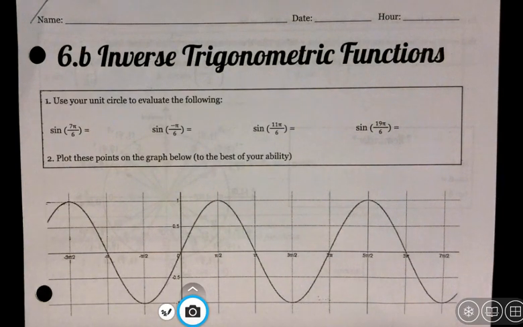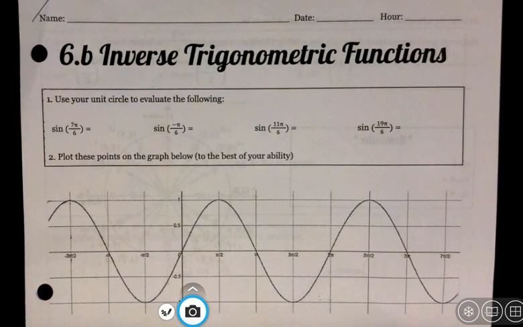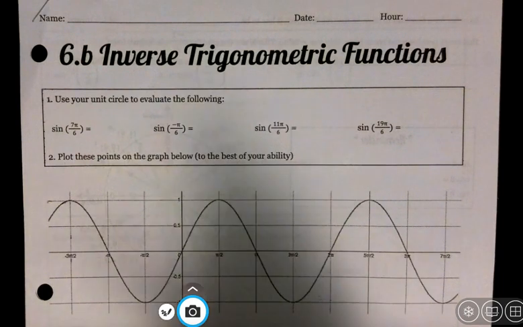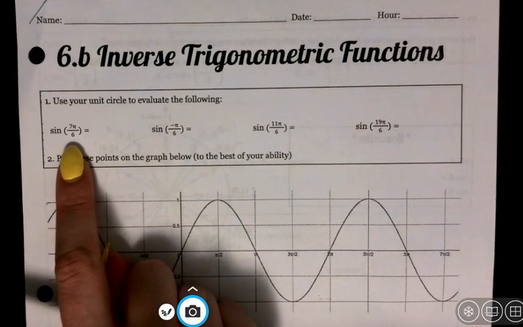All right, we're going to look at some inverse trig functions. The top part here with this box and this graph was kind of an exploration, kind of an introduction. So I'm going to go through it pretty quickly, but it says to use your unit circle to evaluate the following. We have sine of 7 pi over 6.